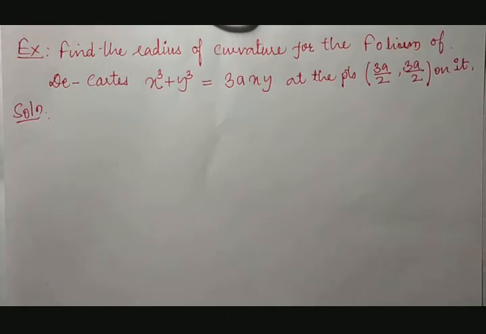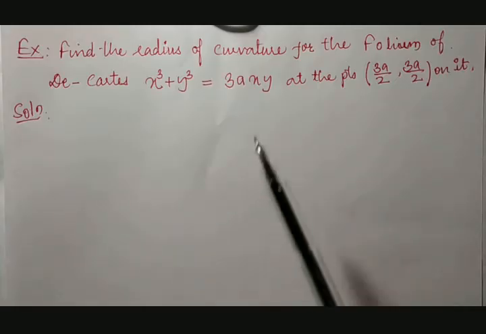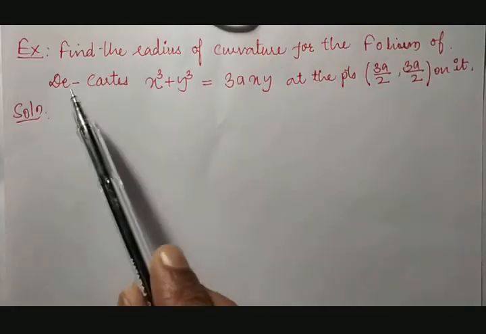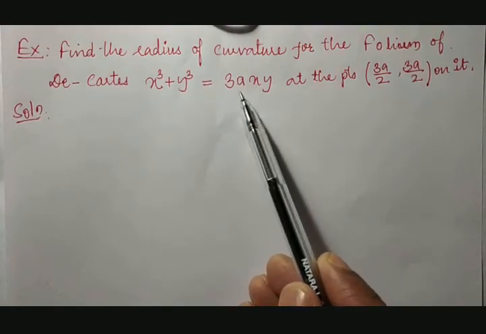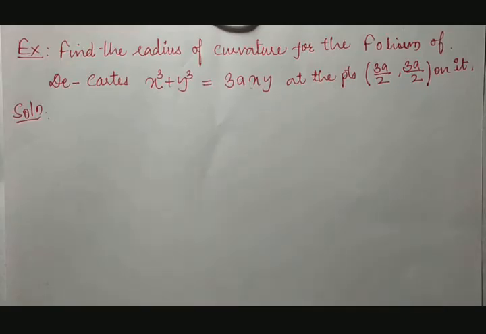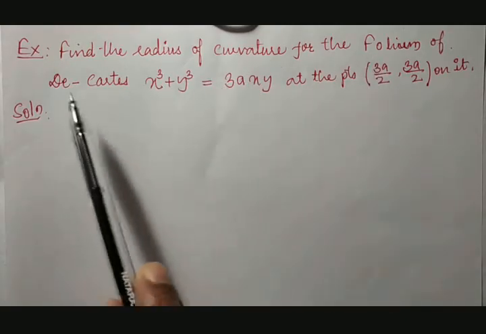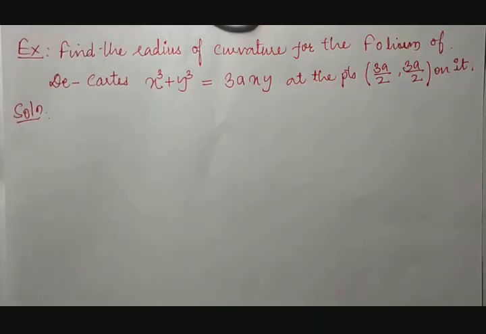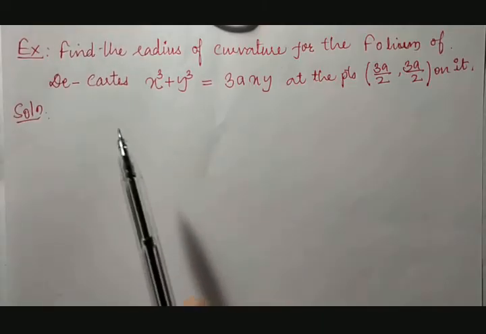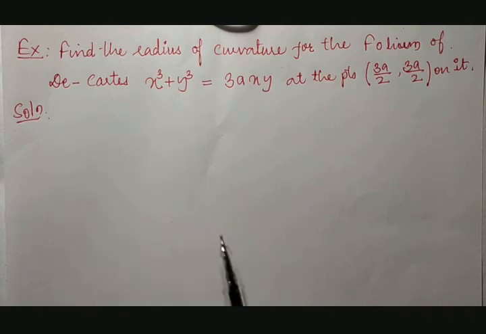In this session we are going to discuss an example of finding the radius of curvature for the folium of Descartes: x cube plus y cube is equal to 3 times a into x into y. Here we can see the word Descartes. Descartes is nothing but Cartesian, the person who invented the Cartesian curve.